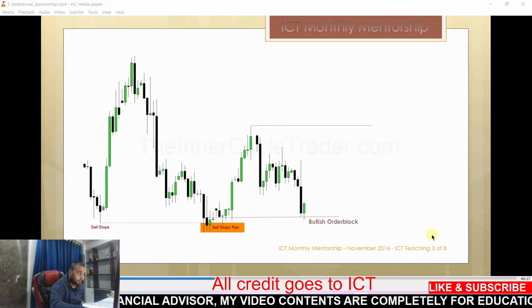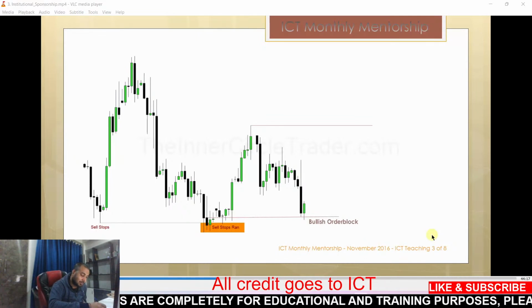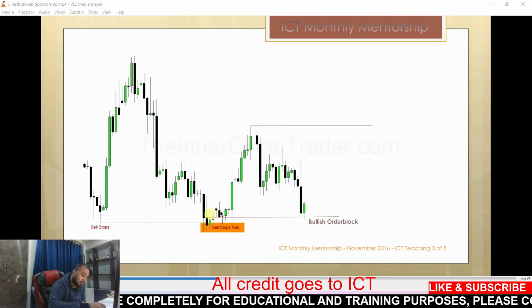So we've got number 1 and number 2 of the criteria when we're looking for institutional sponsorship. We see higher time frame displacement, and we see price trading back down into a discount and closing in, basically returning to a fair value or back to an old area where it was bought up the last time.